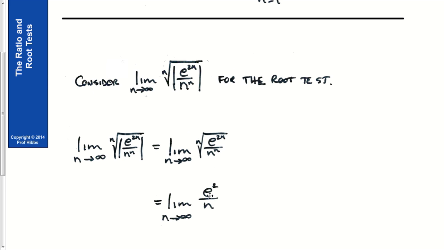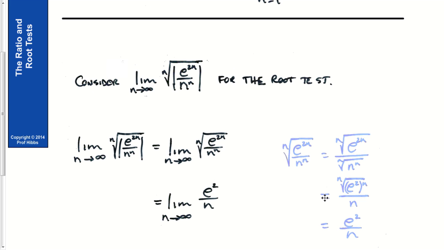Now, I've said here that the nth root of this expression ends up just being e squared over n. Let me show you how I made that decision. Right now, we're not concerned about the limit. We're concerned about simplifying what we're taking the limit of. And so I've written it over here. Well, the nth root of a fraction is the nth root of the numerator over the nth root of the denominator.